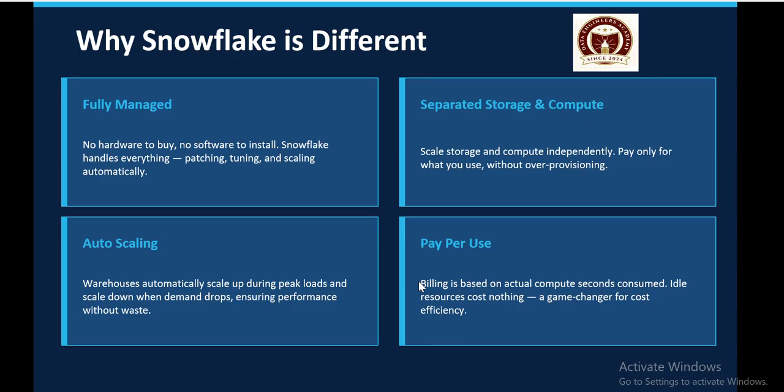And auto scaling means that during heavy traffic, Snowflake automatically adds more compute. When traffic drops, it scales back down. No manual tuning needed. And pay per use: you pay only for the compute seconds you actually use. If nothing is running, you pay nothing.